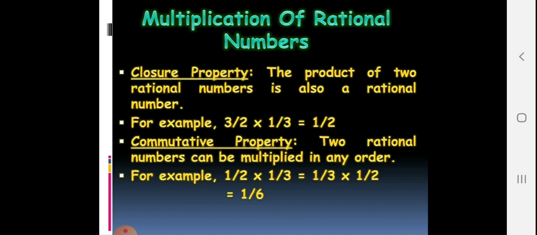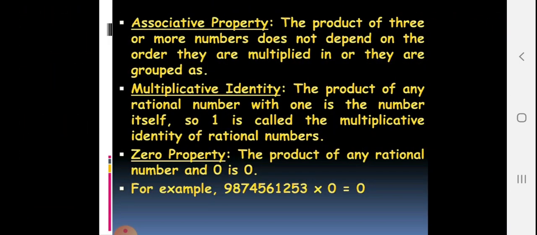Commutative property. Two rational numbers can be multiplied in any order. For example, 1 by 2 into 1 upon 3, or you can say 1 upon 3 multiplied with 1 upon 2. In any of the cases, your answer is going to be the same, which is 1 upon 6. Now, associative property: the product of 3 or more numbers does not depend on the order they are multiplied in, or how they are grouped.